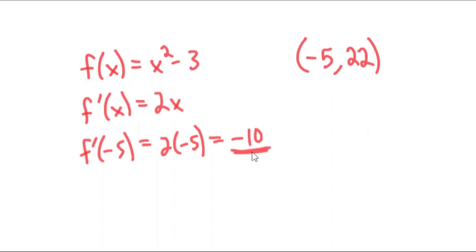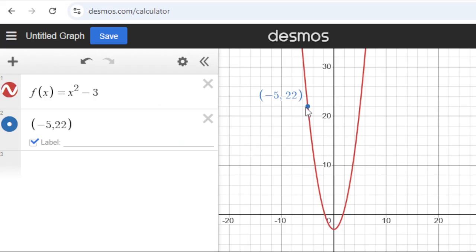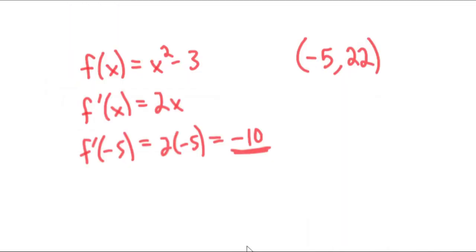Now, how do we find the equation of the tangent line? So the slope of the line going through this point is going to be negative 10. Well, to find the equation of a line, if we know the slope of the line and one point on the line, and we have a point on the line, minus 5 comma 22, we can find the equation of the tangent line using the point slope formula.